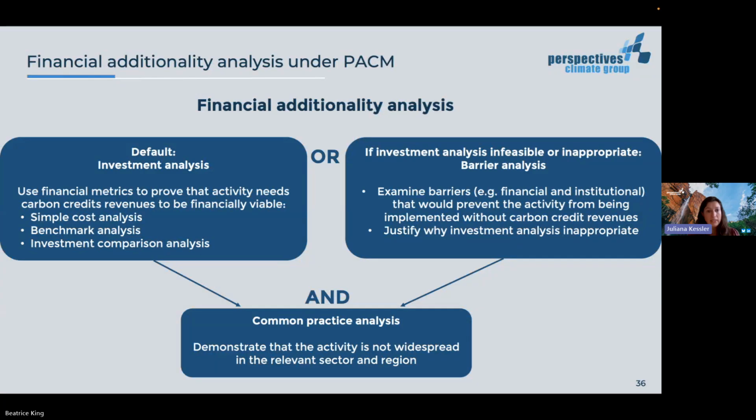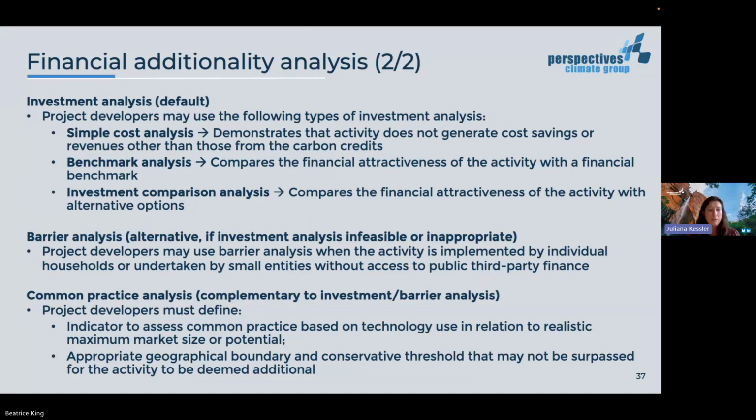On the next slide, there are even some further requirements specified here and there. And what I need to mention about barrier analysis as an alternative that I haven't mentioned so far, it's also only allowed in specific cases. So when it is a household level activity, or it's undertaken by a small entity without access to third-party finance. It's at this stage not yet really defined how small entity, etc., is defined. But these are basically the requirements.